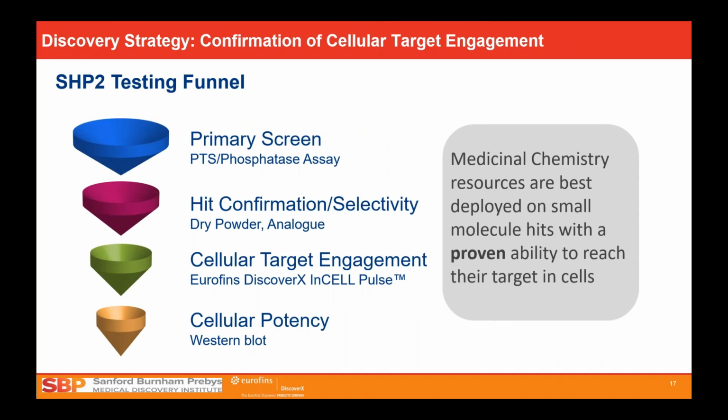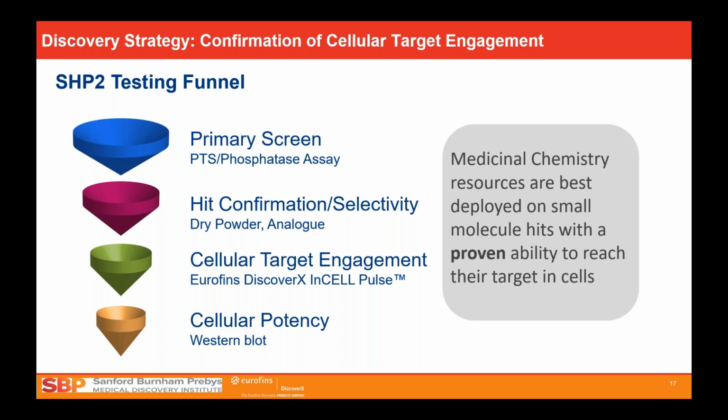So we're looking at trying to identify small molecule inhibitors of both the wild type and these mutant forms. Shown here is a sketch of our testing funnel. What we'll do initially is a primary screen against the protein. We have used protein thermal shift and also phosphatase activity assays as part of our primary screen. Then you get hits. We then go through a process of hit confirmation and testing for selectivity against other phosphatases. You get dry powders, and then we even make analogs to try to confirm the hits that we're finding.